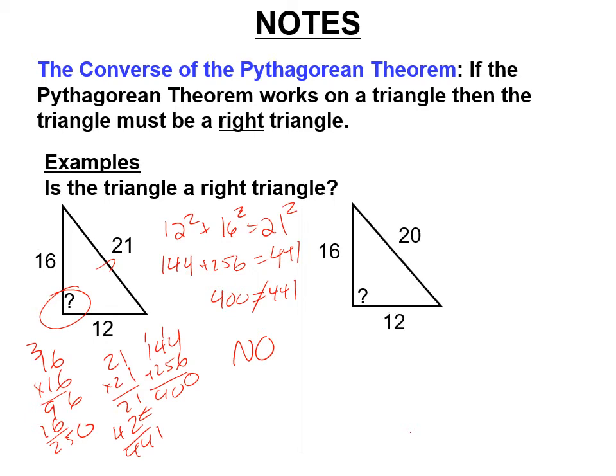All right, so let's try this one. We've done all this math, basically. 12 squared plus 16 squared equals 20 squared. We just did this side, and we get 400, and 20 squared equals 400. Yeah, this is the one. If you have 16 and 12 as your legs, this side must be 20.